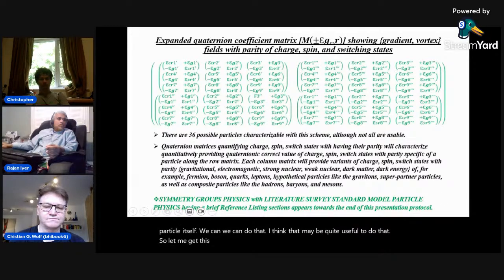So let me get this pointer up there. It went out. Okay. So I don't know whether, I think you can see it when I am pointing.